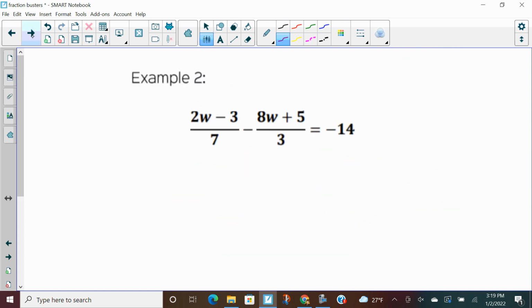Okay, example 2. So this time I have expressions above my fractions, but it works the same way. I still think about 7 and 3. What is my lowest common denominator? So 7 doesn't go into 3, 3 doesn't go into 7, so I'm just going to multiply them. My lowest common denominator is going to be 21.